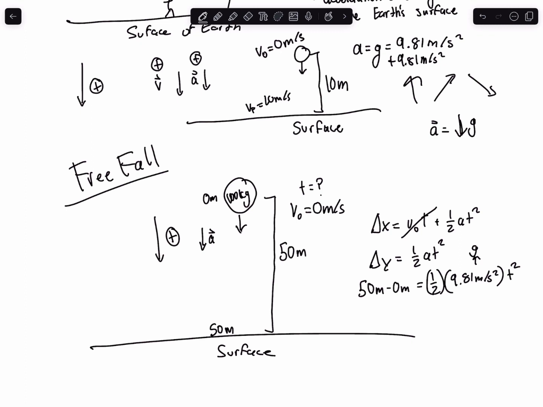So let's take out our handy dandy calculator. 50 divided by 1/2 times 9.81 is 10.194, which equals t squared. Square root that, and you get t equals 3.193 seconds. So this boulder takes 3.193 seconds to reach the ground. And that was your introduction to the acceleration due to gravity and free fall. Hope you learned something, and happy learning.